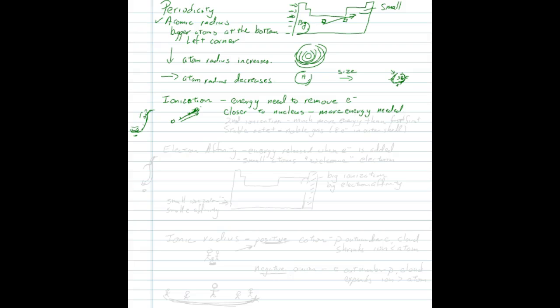Another factor on ionization energy is that the more electrons you remove, the vastly more difficult it is to remove electrons. It takes more energy. So the second ionization energy requires much more energy than the first ionization energy, or the energy to remove the first electron.